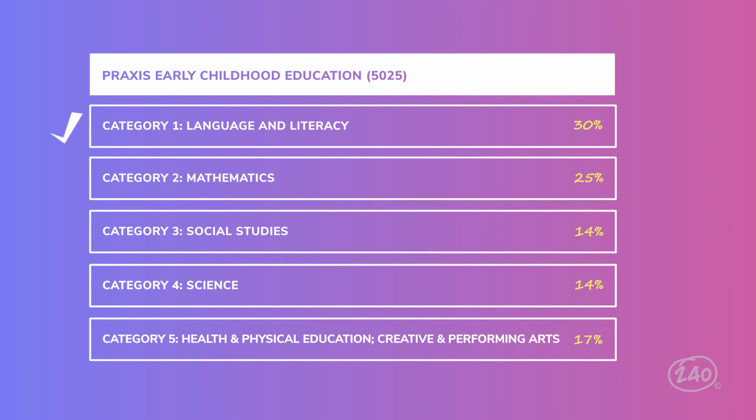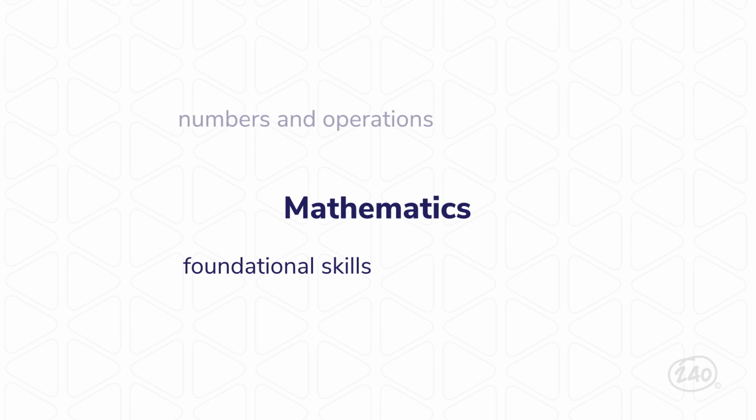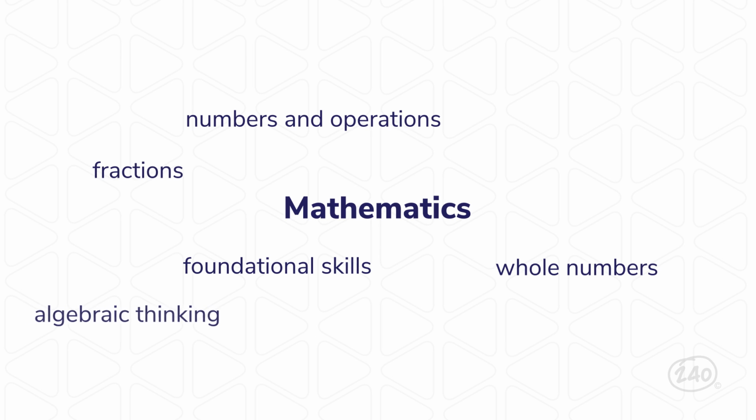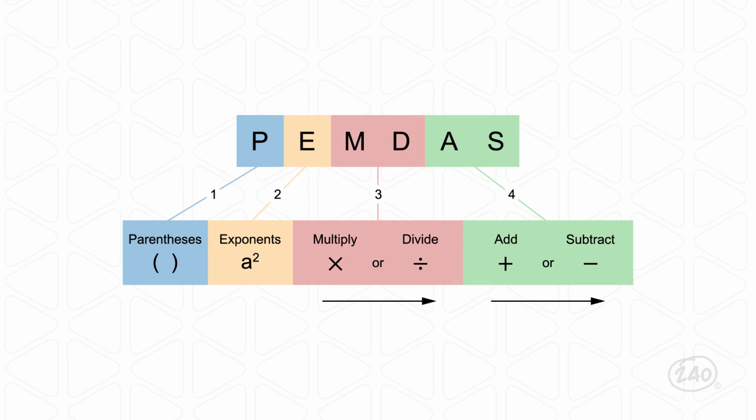All right, now that we've checked language and literacy off our to-do list, we're ready to see what the mathematics category is all about. You'll need to know all about foundational math skills, numbers and operations, working with both whole numbers and fractions, algebraic thinking, geometry, measurement, and data. So you'll need to recognize patterns and identify types of sequences like arithmetic and geometric. Know about place value and the order of operations, or PEMDAS.